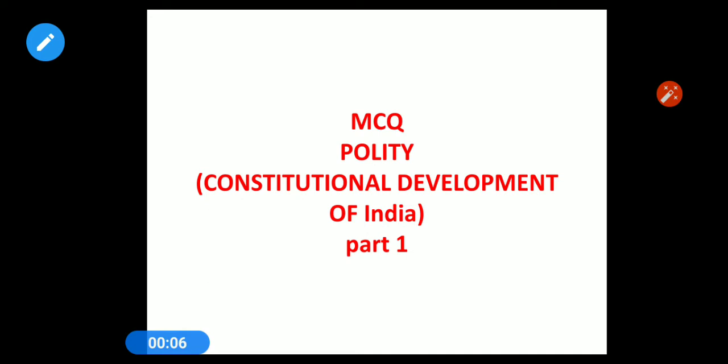This is the first part of polity MCQ, and the subject of today is constitutional development of India. There is no description of any topic. This is totally based on MCQ. There are almost 20 questions, and some questions have come in previous exams, and some questions are created by me. I think this will be very helpful to you. So let's start.